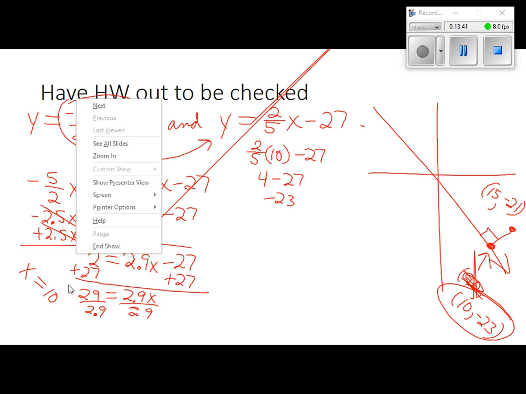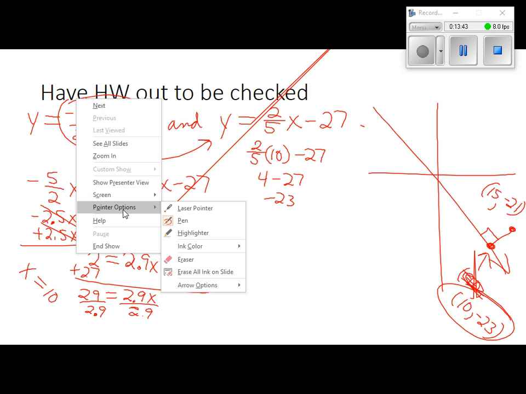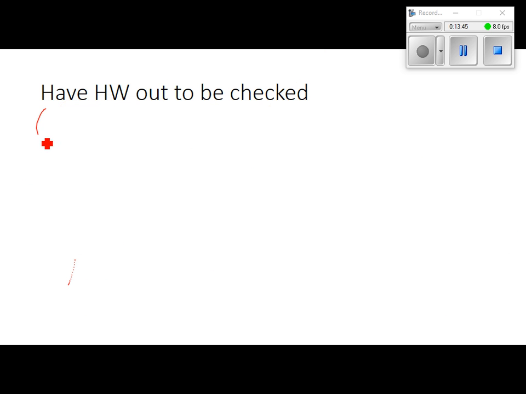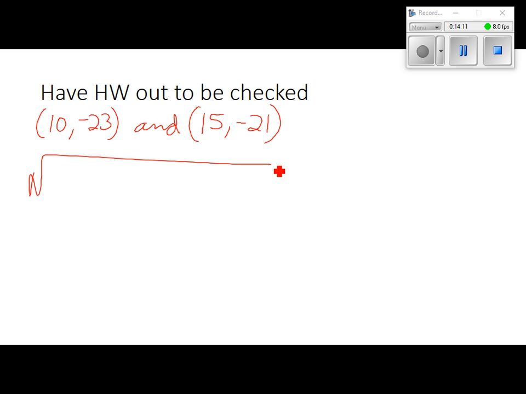This is the third step in the process. What were the 2 points? 10, negative 23, and 15, negative 21. We're trying to find the distance between those 2 points. That's going to tell us the distance from the point to that line, because that's where it made a perpendicular. So we're going to use the distance formula.